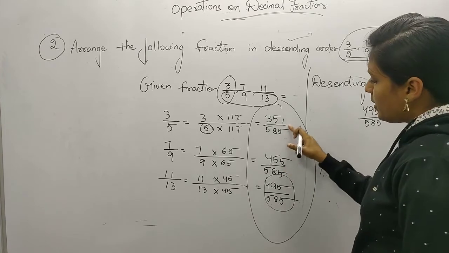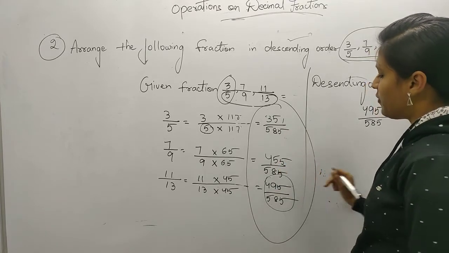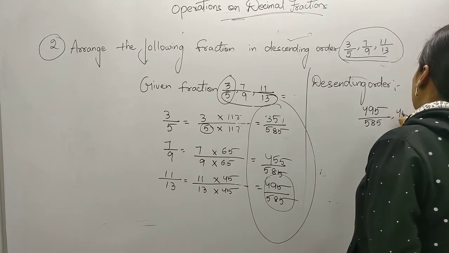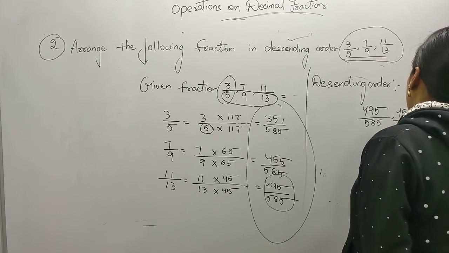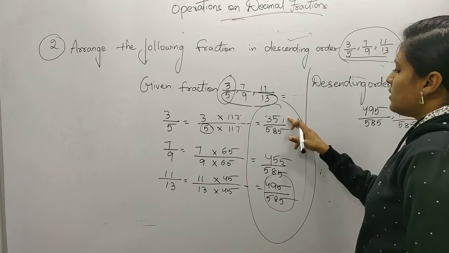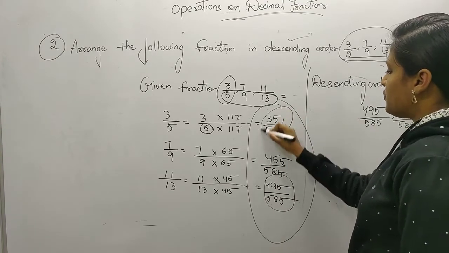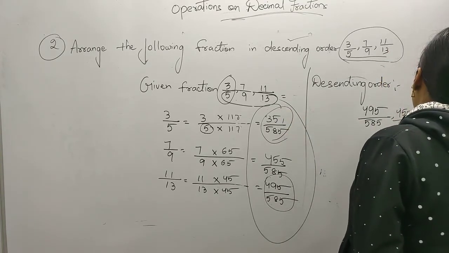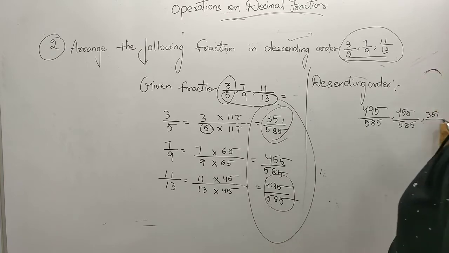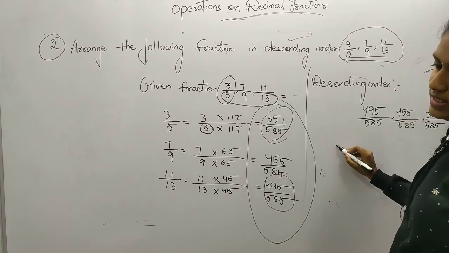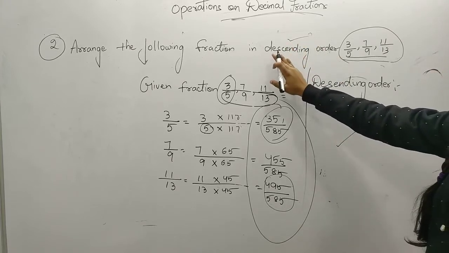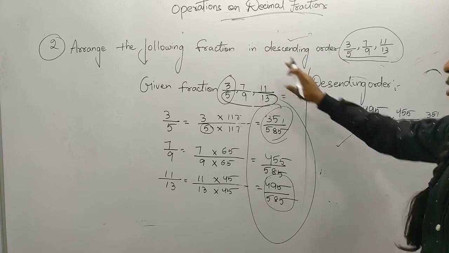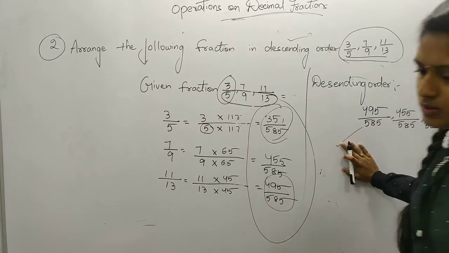Comma. In both, which one is bigger? 455 is bigger. Means 455 by 585. Next one, the last one is 351 only. Then you can write directly 351 by 585. We already arranged this in descending order. Hence, what is given in the question, we already found out.